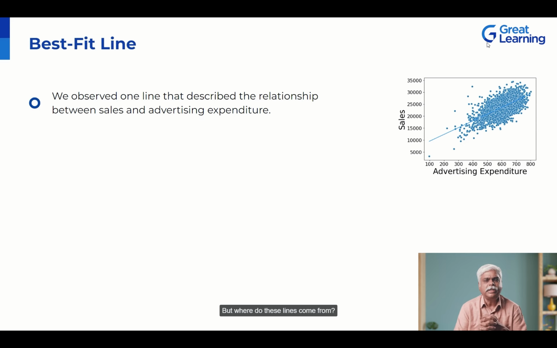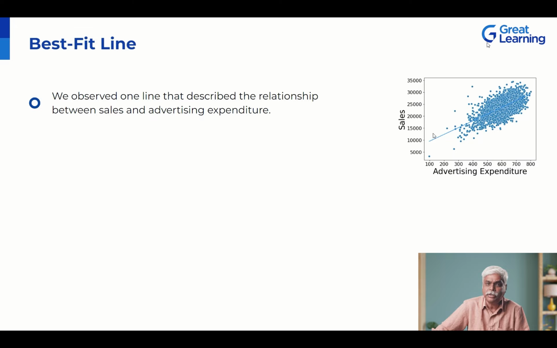But where do these lines come from? What is this equation representing? And how do we know that this is a good line? How do we know that in some way it is a best fit for the data? Fit in the sense that we know that the line is not going to be perfect. It will not go through all the points. No straight line will. It is a statistical relationship.